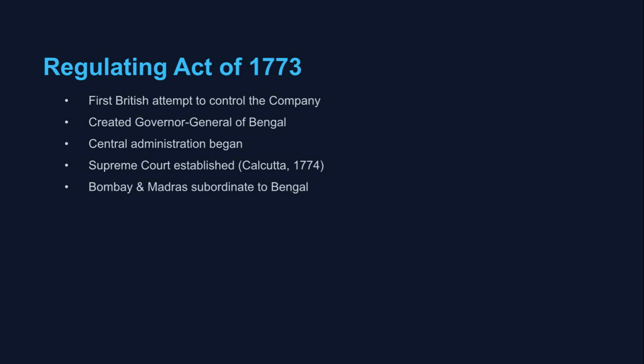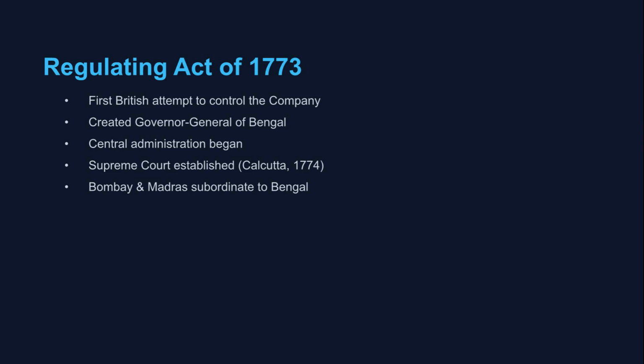The Regulating Act of 1773 was a watershed moment, the first major step the British government took to control and regulate the company's affairs in India. This act was of great constitutional importance for three reasons. First, it recognized the company's political and administrative functions for the first time. Up until now, the company was purely commercial. This act made it an administrative body.